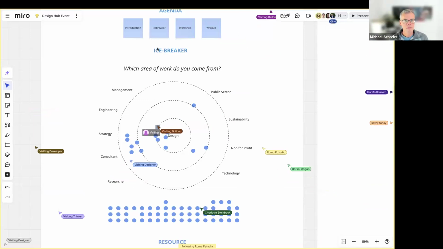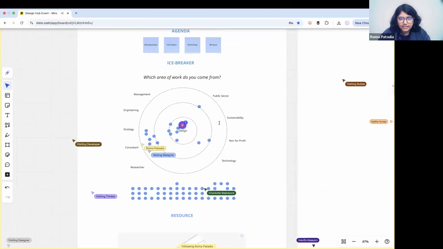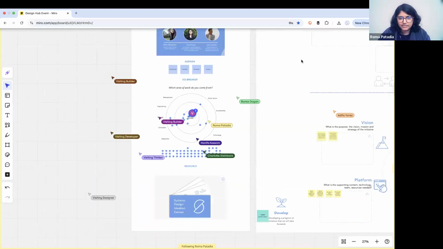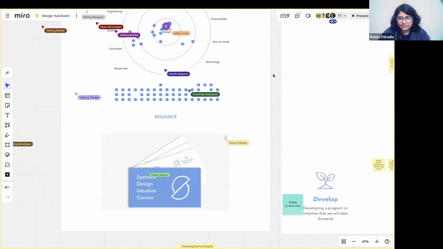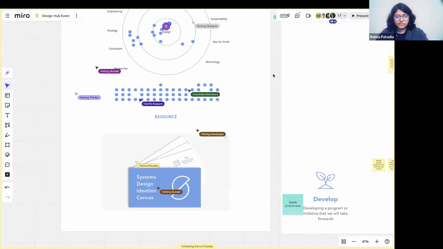Thank you so much, everyone, for participating in the icebreaker. I see a great number of people from strategy and consultant background, and a lot of us are here from design background. So looks like a great bunch to experiment this canvas with. For your future reference, you could access this canvas over here. You can press on the button and find it there. Thank you so much again. Over to you, Joss, for the next part.